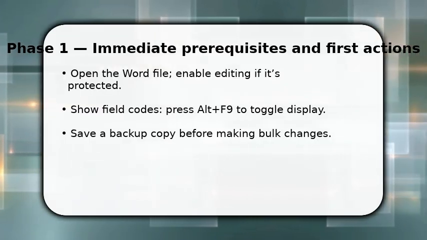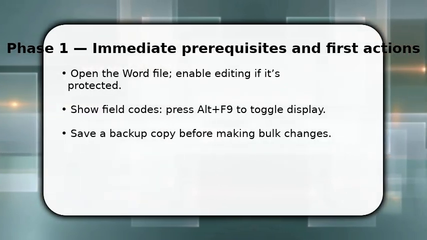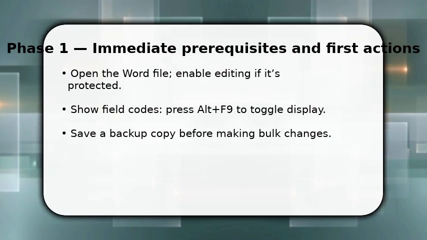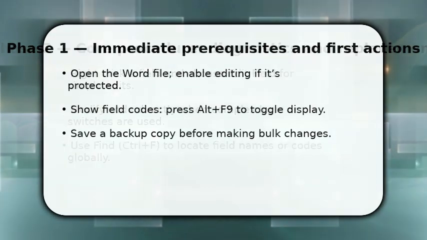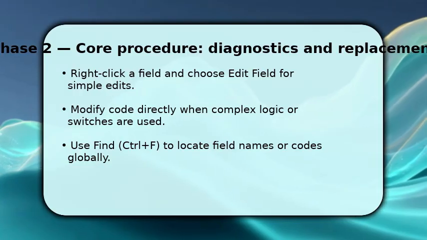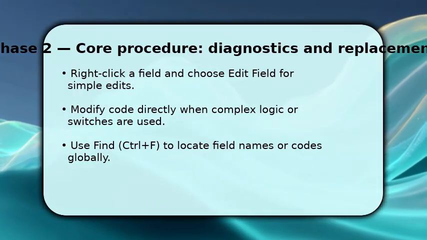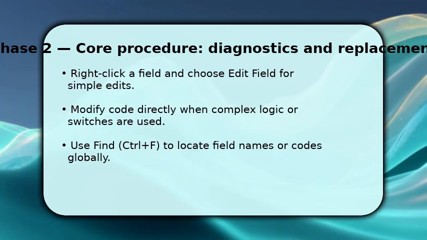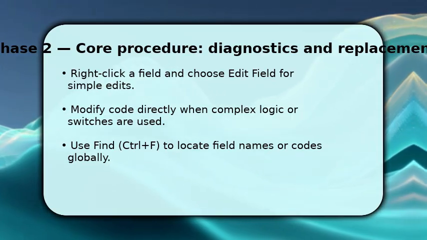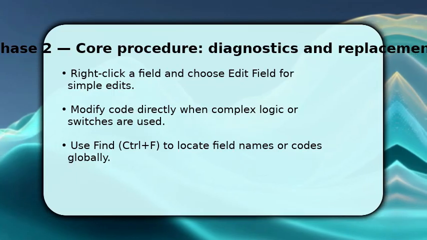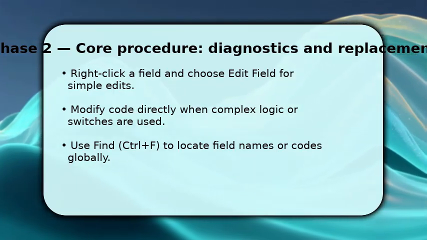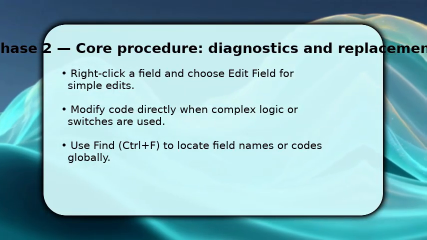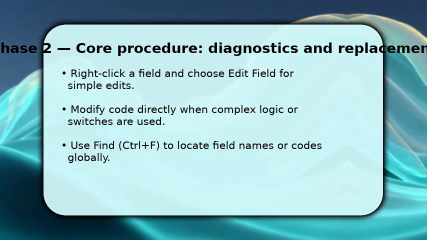Now, identify the first field you need to change, because editing the visible result won't persist unless you edit the code. Now you edit the field codes with attention to syntax, because Word evaluates them literally. Right-click a simple field and choose Edit Field for properties. For nested or conditional fields, press Alt plus F9 and change the code text directly, preserving quotes and backslash switches.